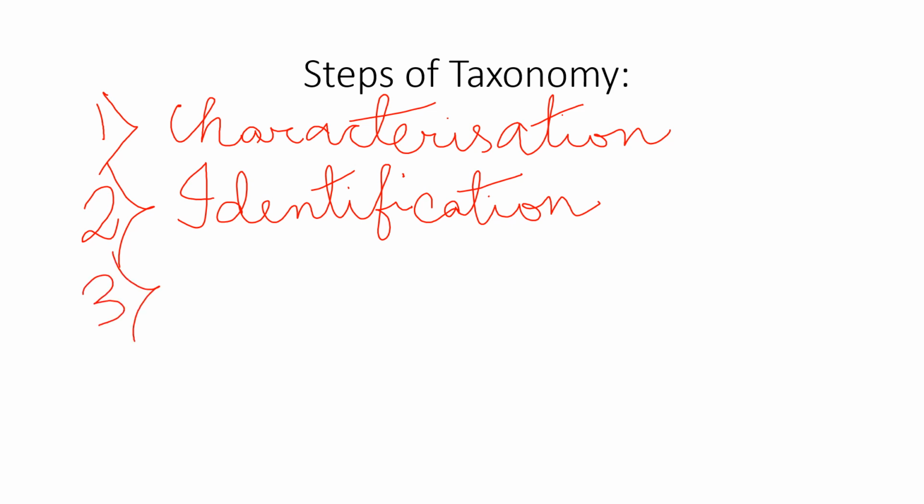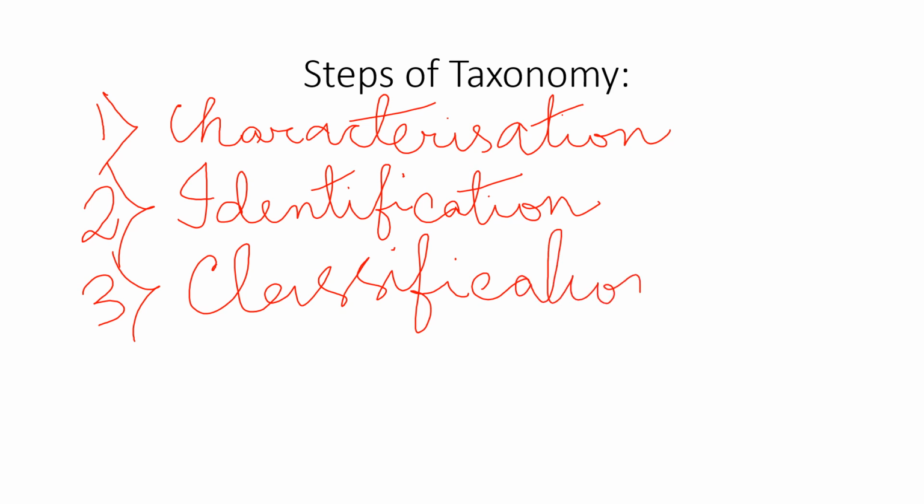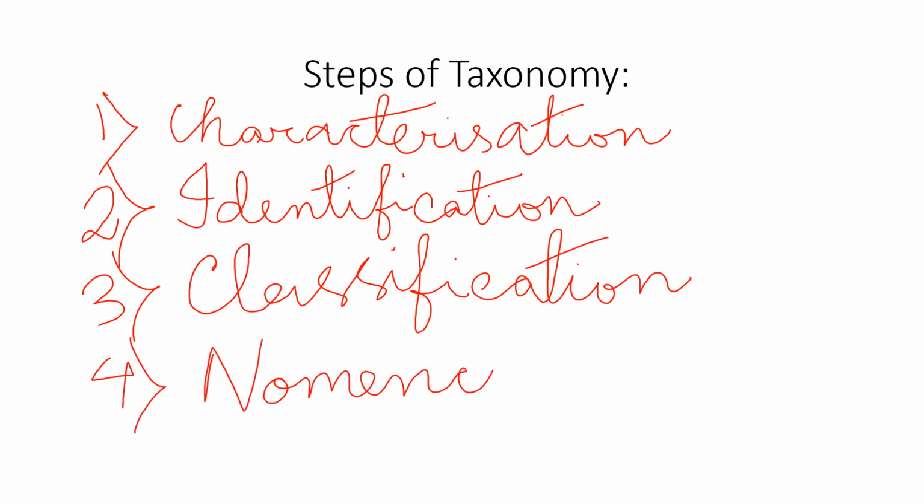Third step is classification. In this step, the organisms are grouped into specific categories based on some observable characteristics. And the last step is that of nomenclature. This step involves naming of an organism.